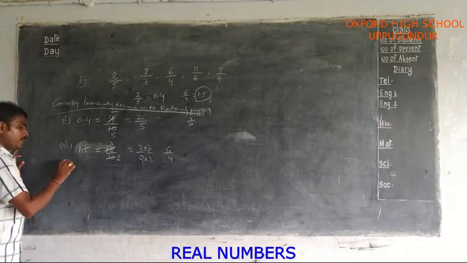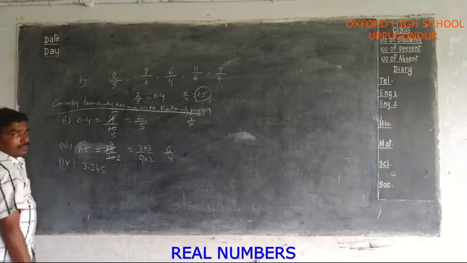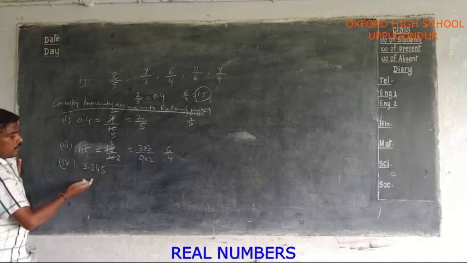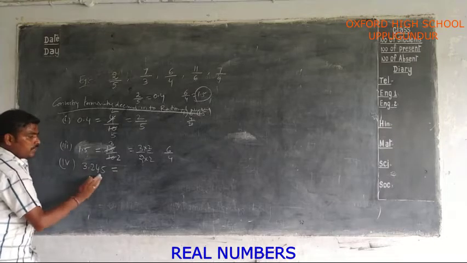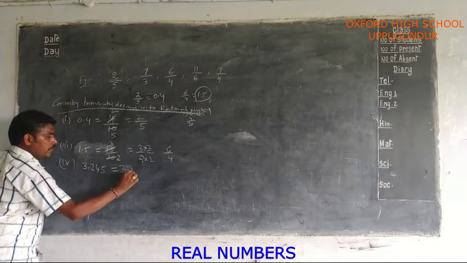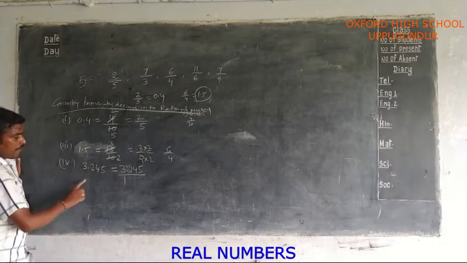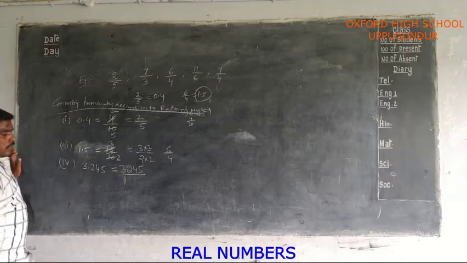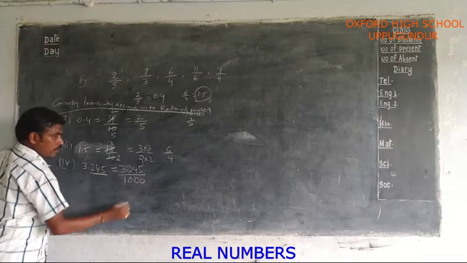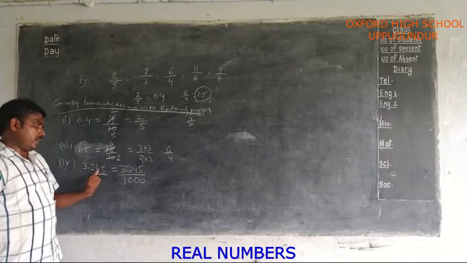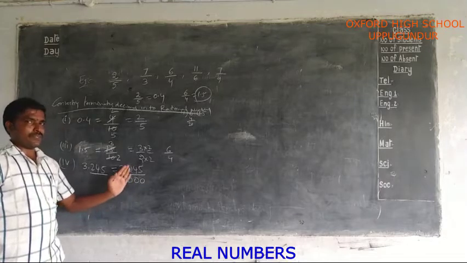Suppose if you are taking another example, 3.245. So what is the rational form for this? After removing the point, you have to write all the digits as numerator. In the denominator, after keeping 1, after point, how many digits are there? 3 digits are there. So you have to keep 3 zeros. After writing the rational number in the form of P by Q, next you have to check whether this is the simplest form or not.